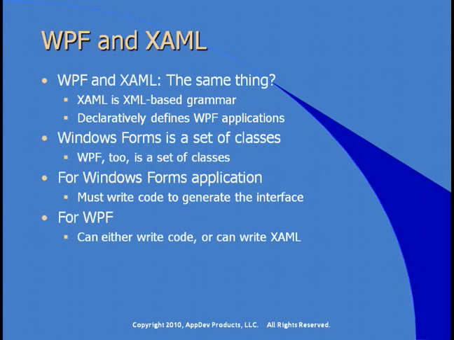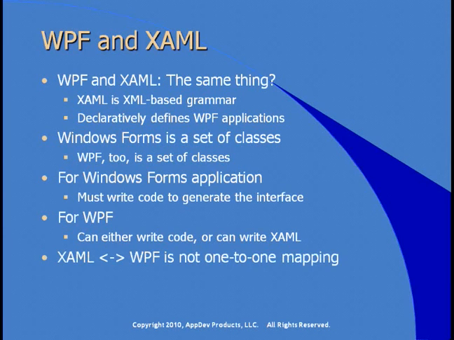For WPF, you can either write code, just like you did in Windows Forms, or you can create XAML. The difference is, when you use WPF, the designer doesn't write code, it generates XAML, XML markup, which defines the user interface. And then at compile time, the XAML compiler takes that XAML and converts it into bits that can be run by the .NET runtime.